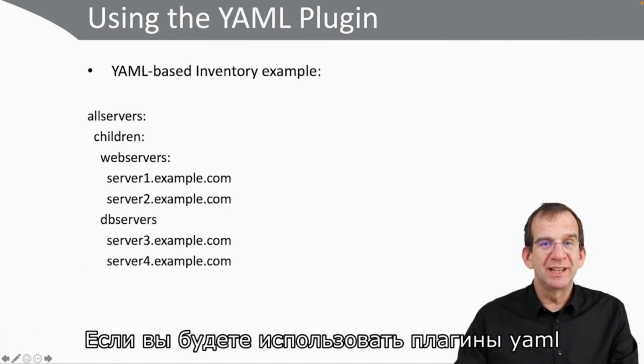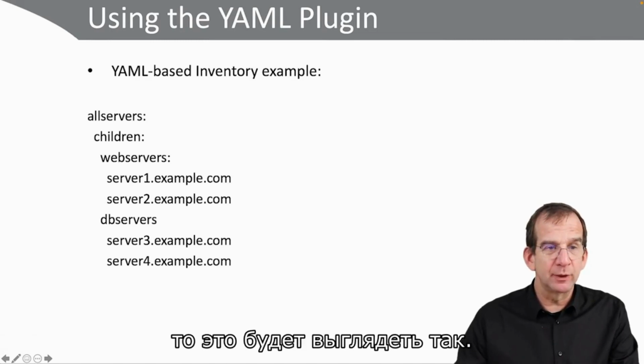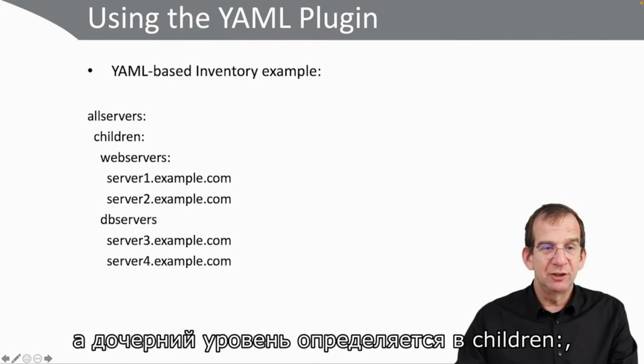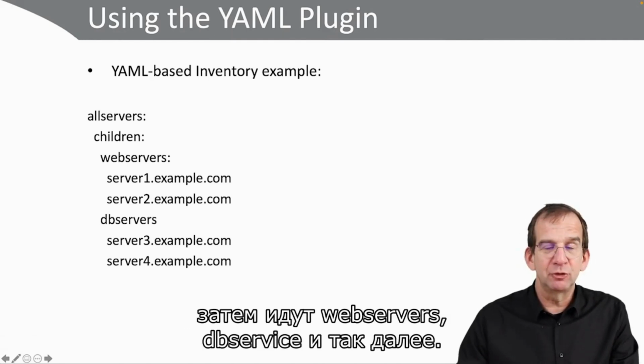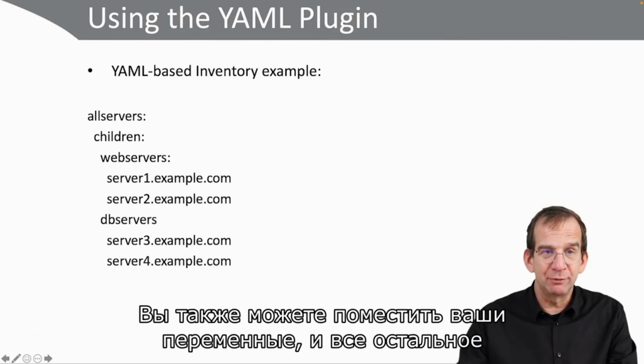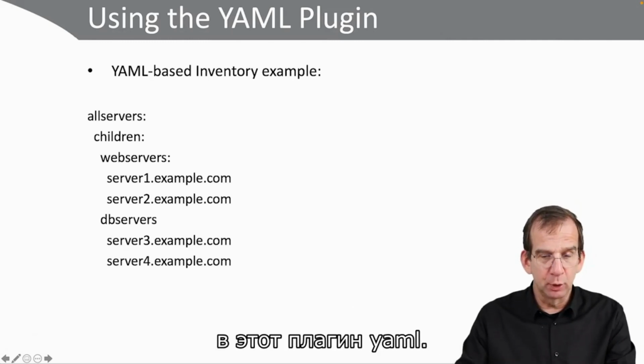Right, if you would be using the YAML plugin, then this is what it looks like. So the parent level group is allservers. Children is defining the children, and we have webservers and dbservers and so on. You can also put your variables. You can put everything in this YAML-based plugin.